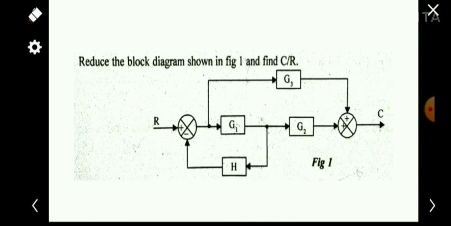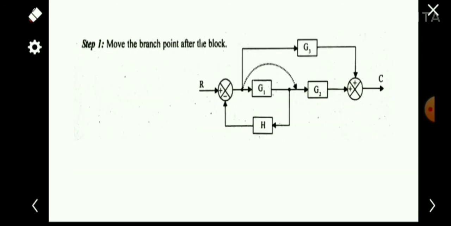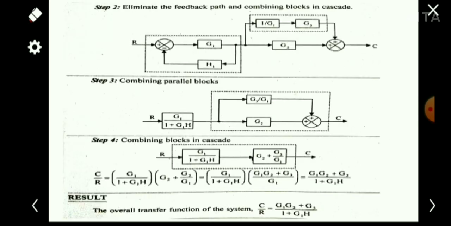Okay, and all other transitions we can do, that is, the branch point can be moved before a block, and the block can be moved before a summing point, like that. So this is the method we are following here, and the last output is C by R is G1 G2 plus G3 by 1 plus G1H.